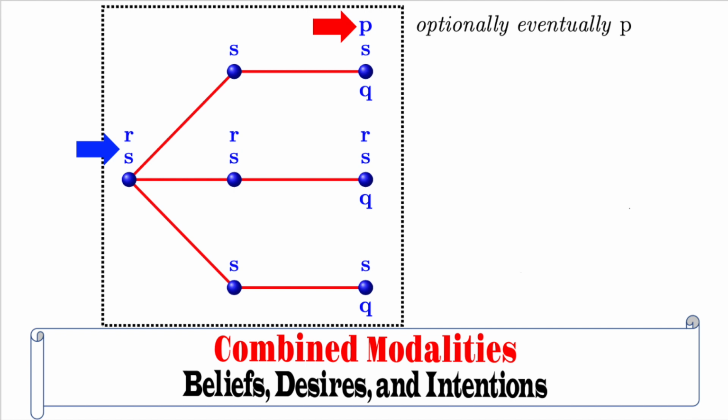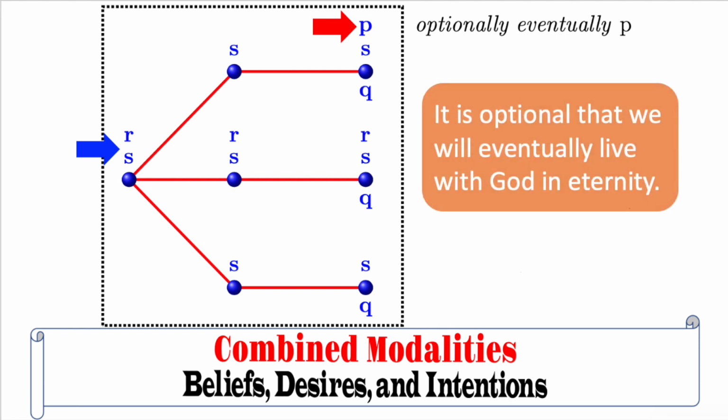For example, if we say it is optional that we eventually live with God in eternity, then it can be denoted by P. This means that we can either choose to be with God in eternity or not. We are not compelled to be with God in eternity, thus optionally. But because we do not live with God in eternity while we are still alive, those of us who choose to be with God in eternity will only enjoy it after the resurrection from the dead, thus eventually.